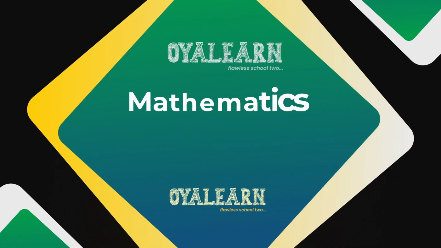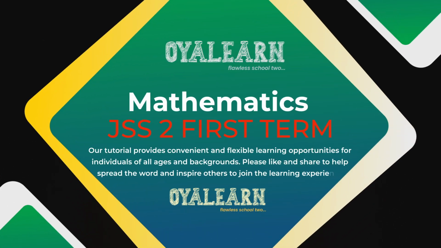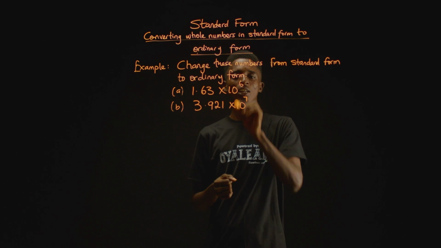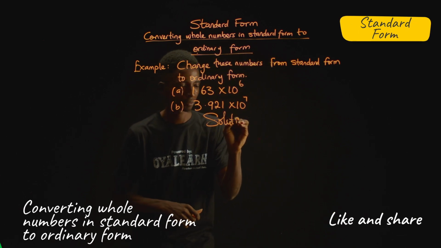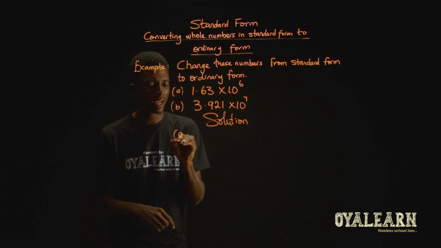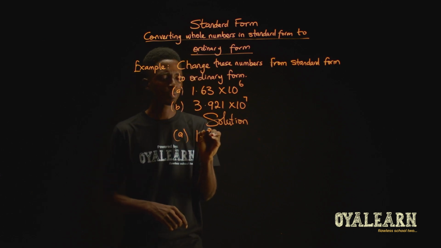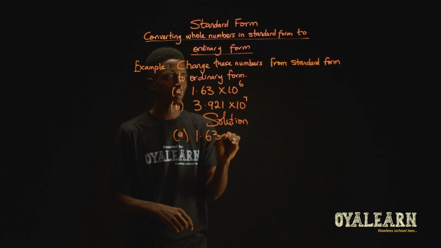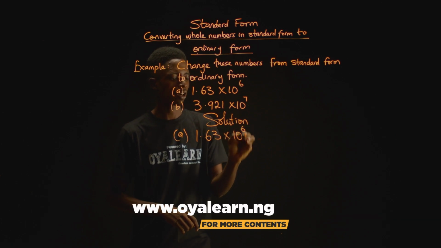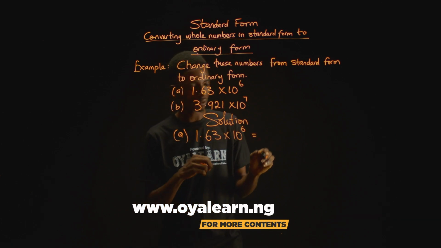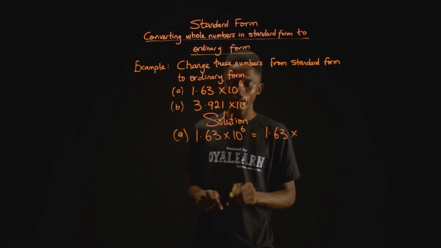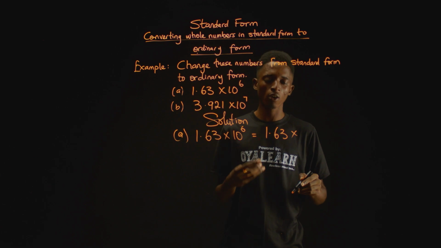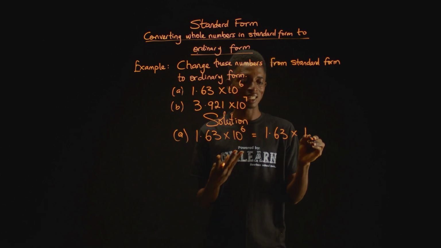Hello, let us change these numbers from standard form to ordinary form. Solution. For question A, we have 1.63 multiplied by 10 raised to the power of 6. This would give us 1.63 multiplied by, now 10 raised to the power of 6 means we have 1 and then 6 zeros.